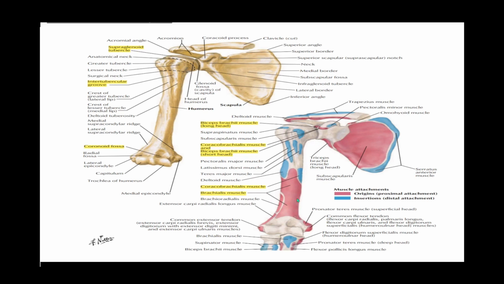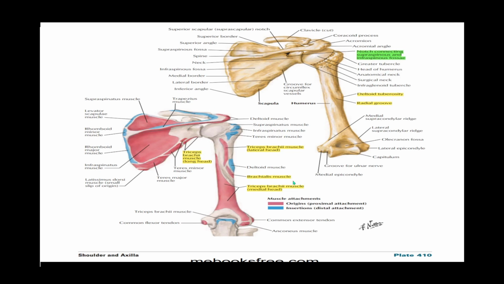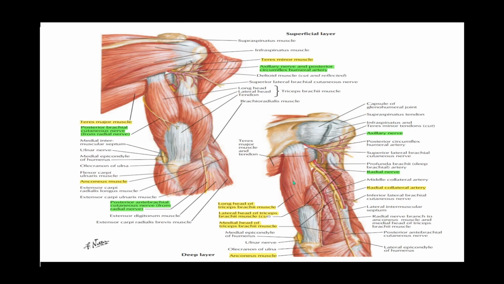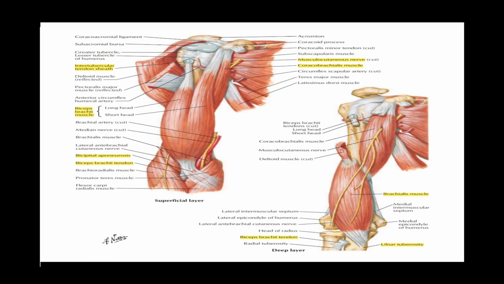That there is our origin of our brachialis muscle. That there is our insertion of our coracobrachialis. That there is the insertion, the coronoid process of the ulna, and the ulnar tuberosity. We've got the insertion of our brachialis muscle. So we've come to the end of this very short revision of the muscles of the arm.